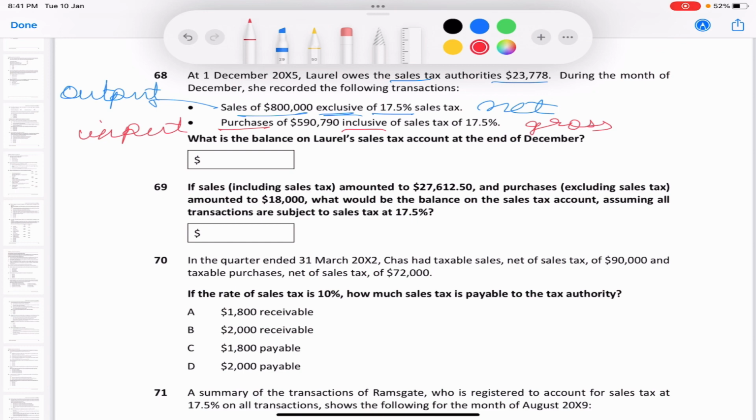So what are you supposed to do in this question? We need to find the balance on Laurel's sales tax. If you have to find the balance, what are you supposed to do? Read the question again. You already have this much balance with you. So now you need to find the tax here, and then you have to subtract them and find the net amount payable, right? And add it to this, and then you can see how much balance is actually left. So let us start with the question.